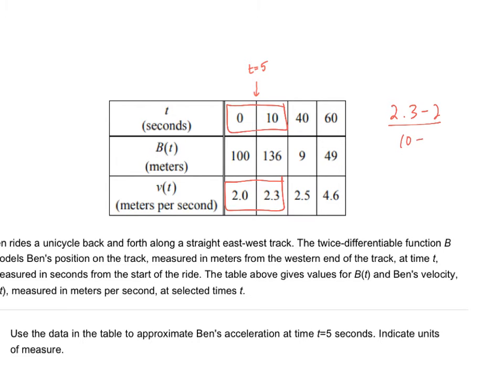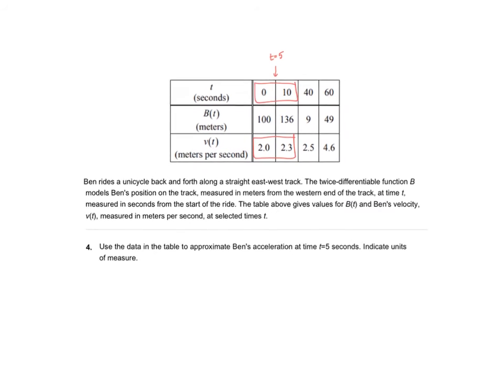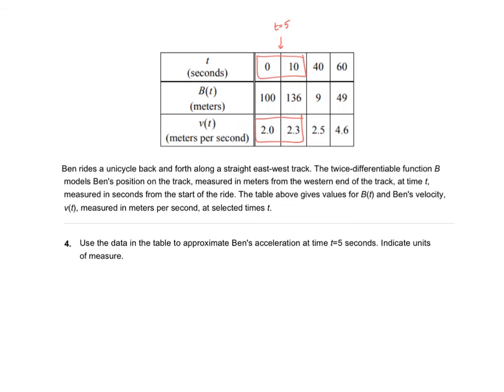So let me write this down here. Okay, Ben's acceleration. Okay. So the acceleration at 5 is approximately 0.03 meters per second squared.